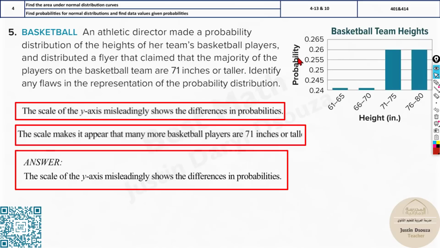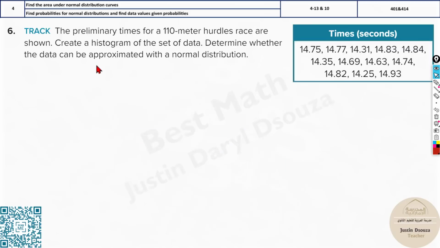The scale of the y-axis is misleading, because it shows the difference of probability. This looks like more, but in fact they aren't. So that is the thing. And what about the sixth one?